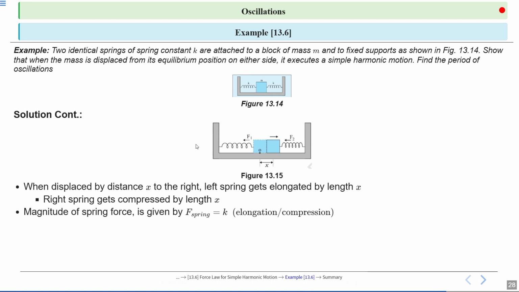The force from a spring is given by F is equal to K into elongation or compression. Here K is the spring constant measured in newtons per meter, and x is the distance the spring is stretched or compressed, measured in meters. The bigger the value of K, the stiffer the spring, and the greater the force for the same displacement. If the elongation is x, then F spring is equal to kx.